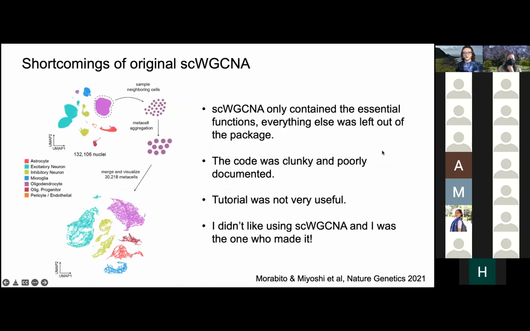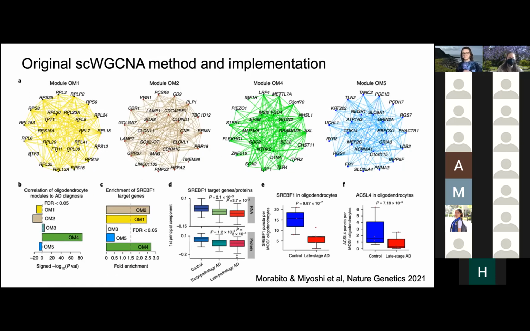So anyways, there are a few shortcomings of this original approach. Yeah, what's up? I have a question on the previous slide. Okay. So for SREBF1, is that just a transcription factor that you looked for because of prior knowledge that you had about it? Or did you find that it was in one of those modules and that's why you looked at it?